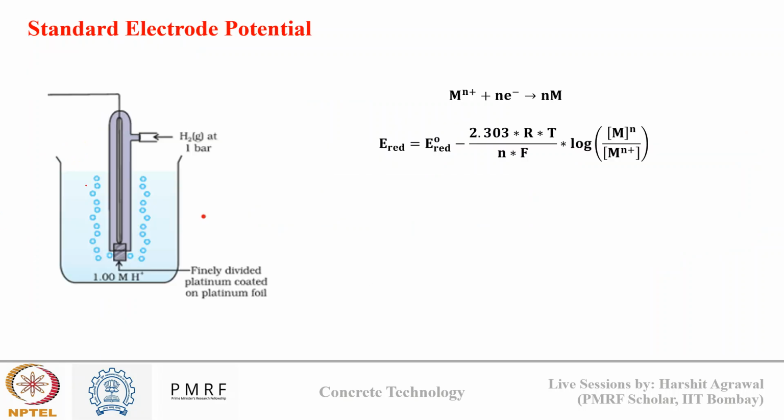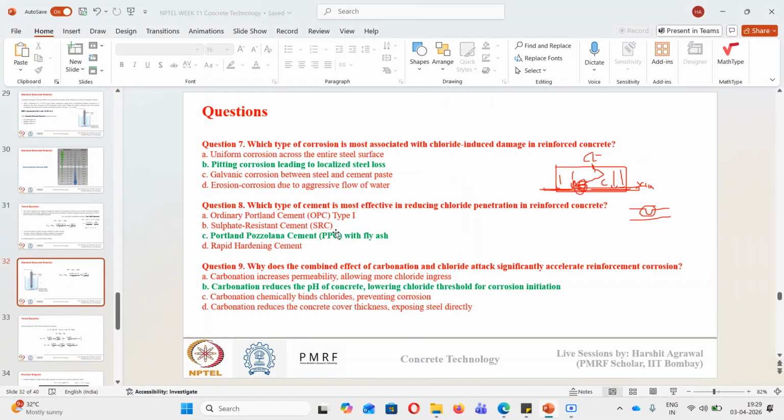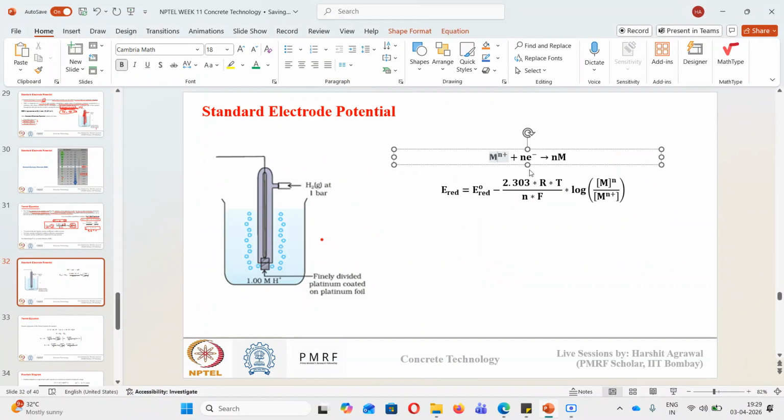Like if we write the Nernst equation for the standard hydrogen electrode, we know what the reaction is. H+ ion is consuming one electron and converting into a hydrogen atom.